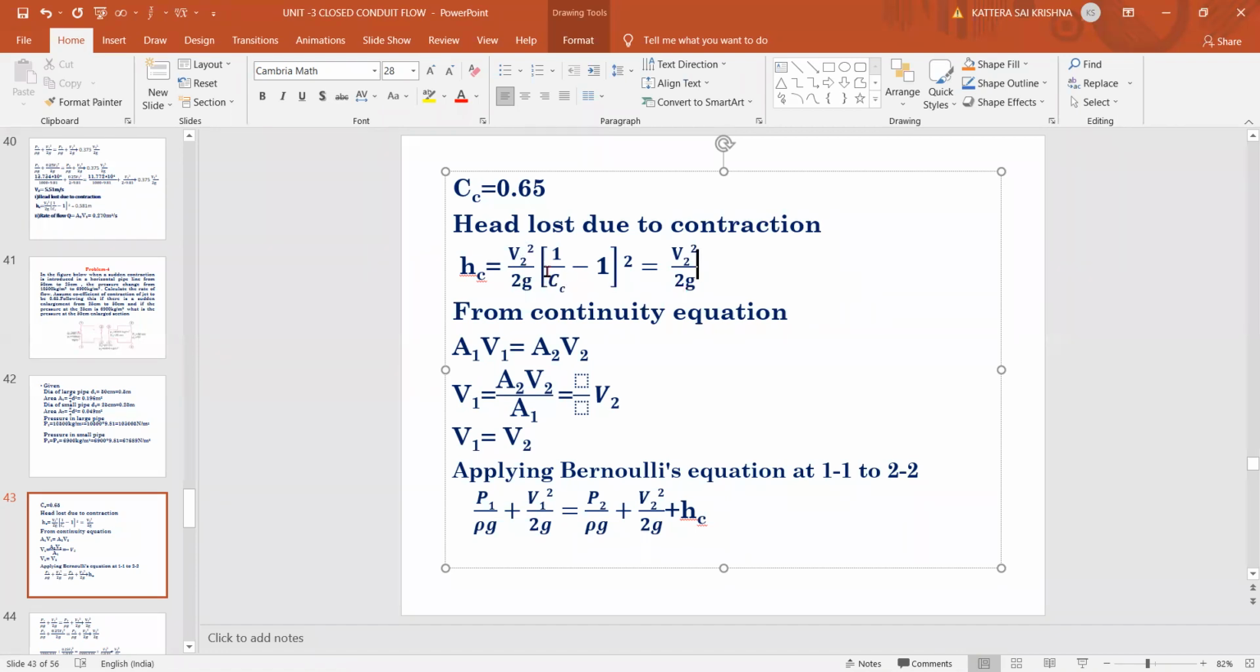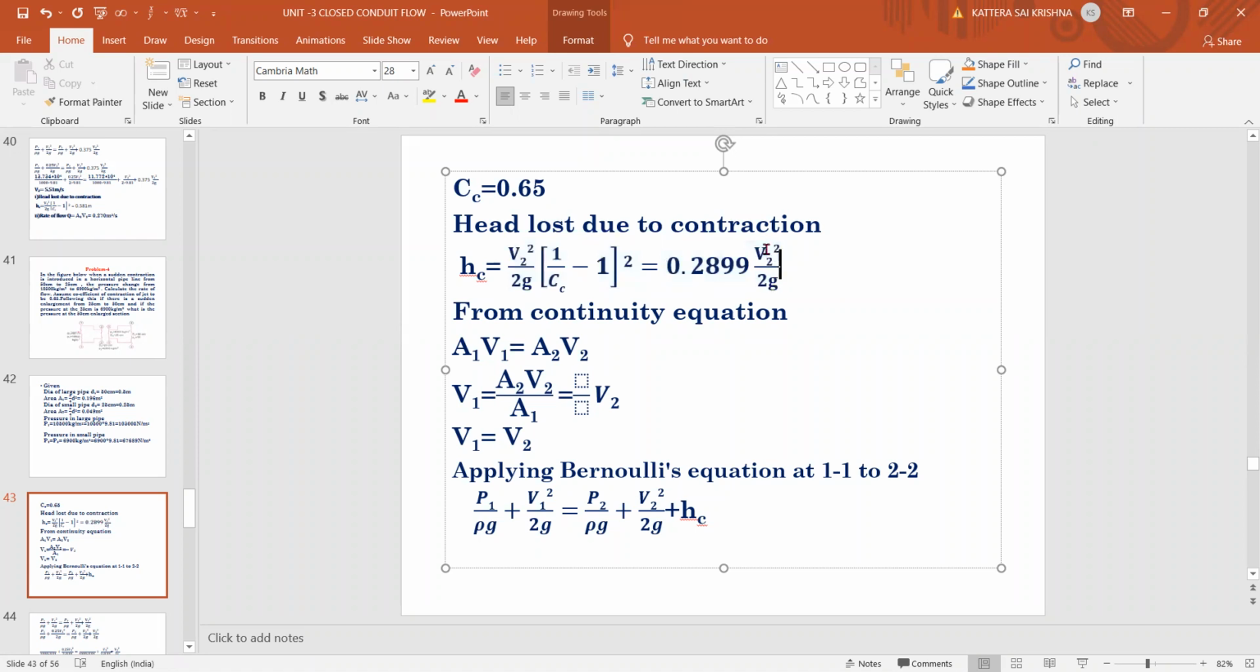So here the Cc value is given. Please substitute this value of Cc 0.65, and you'll get a number. What is the value? 0.2899. So 0.2899 V2 square by 2g, right?